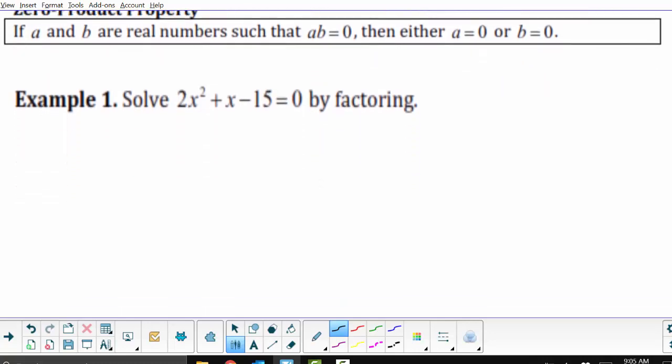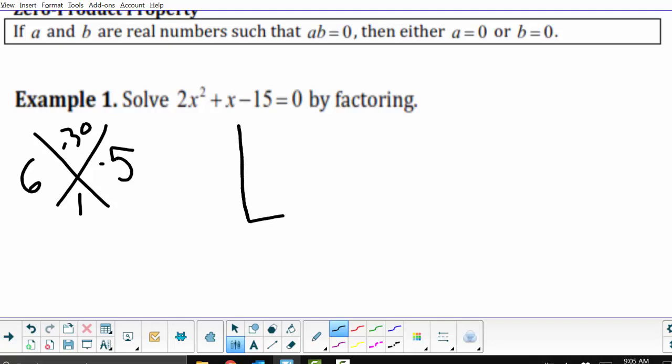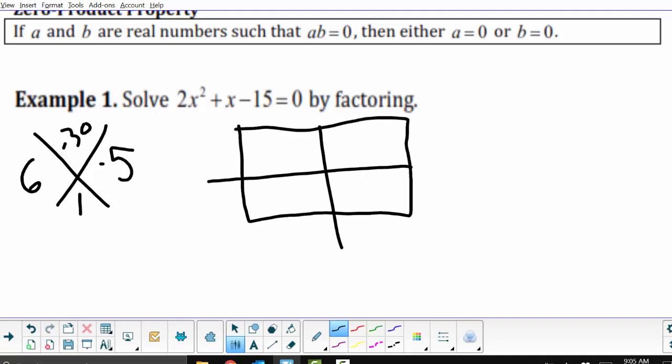With this one, if we're going to factor it, we need to do our little diamond. We multiply a times c, so it gives us negative 30. Our b value is 1. So we need two numbers that multiply to negative 30 and add up to 1, which would be negative 5 and positive 6. Now we can make our box. We put our first term here, last term here, and then we put 6x here and negative 5x here.